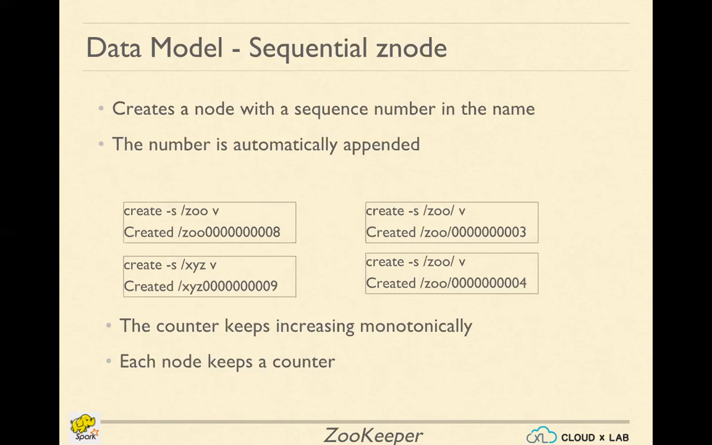Now, the third one is a very interesting idea called a sequential Z node. Any ticketing system, when you have a support call or any kind of system, they generate a sequential number, right? They generate a sequential number.